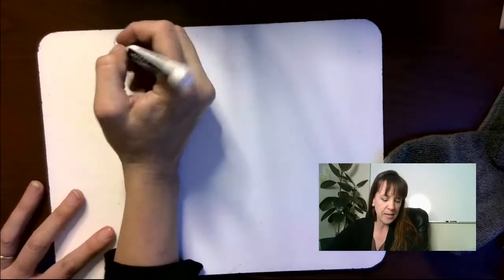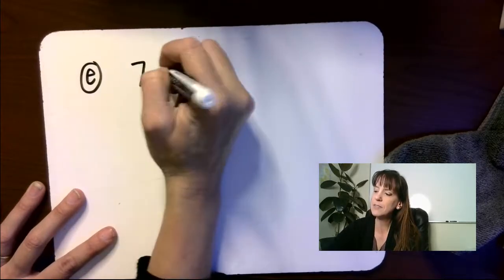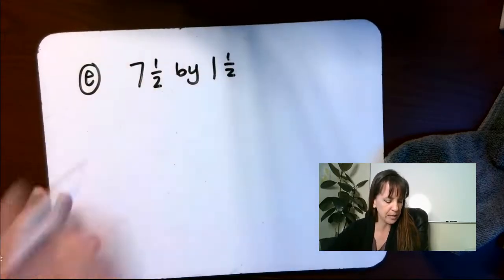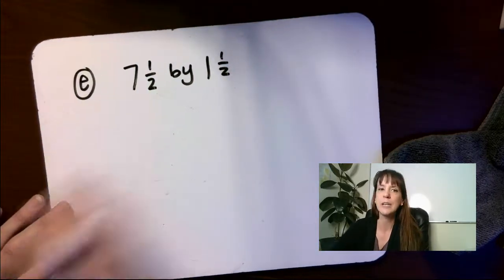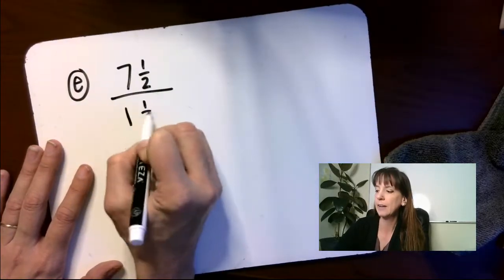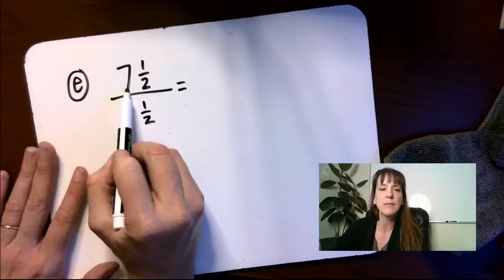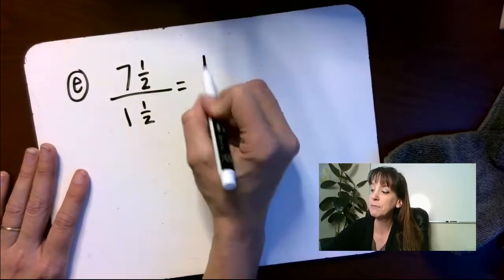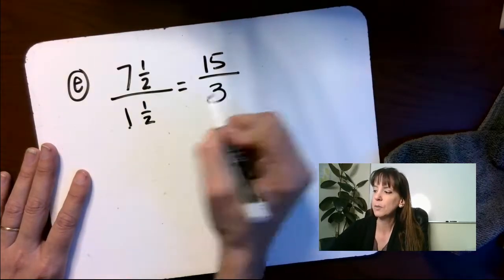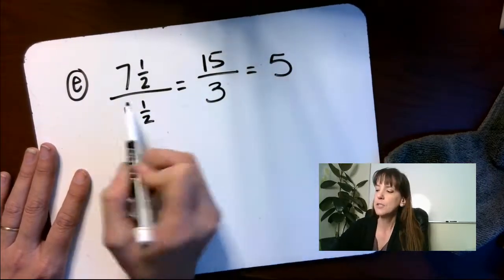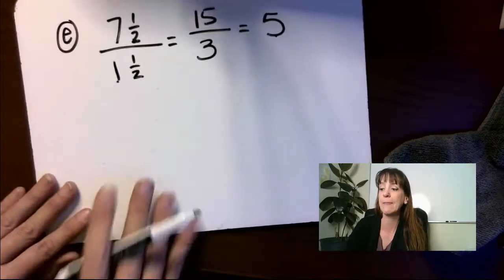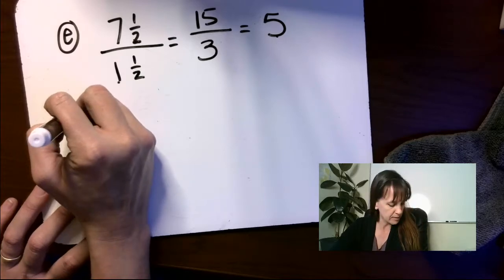It says, instead of dividing 7½ by 1½, double each number and then mentally calculate the quotient. So instead of dividing 7½ by 1½, double both of those. Well, 7 and 7 is 14, plus a half and a half is 15. 1 and 1 is 2, plus a half and a half is 3. That gives us 5. So 7.5 divided by 1.5 would give us 5, simply by doubling both the top and the bottom.